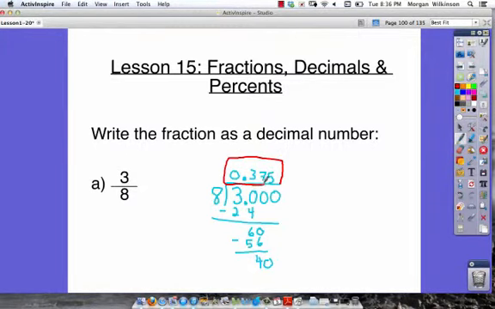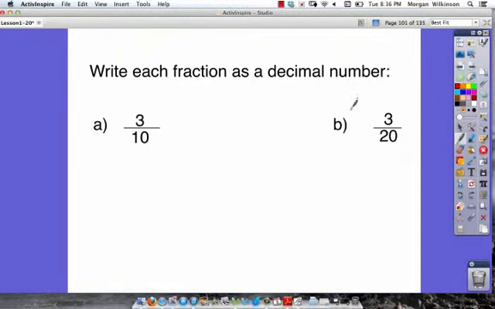That's the exact same thing as 3/8. It's just written as a decimal. Let's move on to the next problem. Let's say we have these. We want to write each fraction as a decimal number.